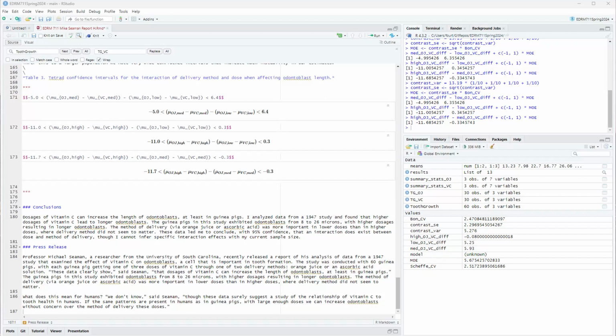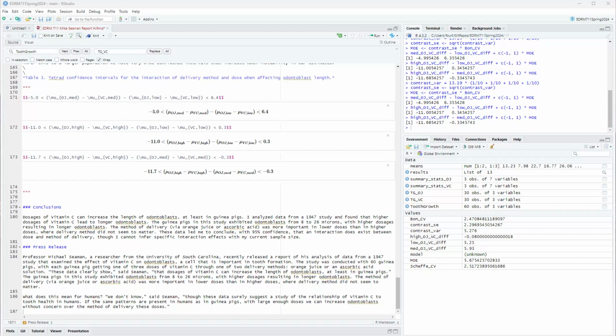"These data clearly show," said Seaman, "that dosages of vitamin C can increase the length of odontoblast, at least in guinea pigs." The guinea pigs in this study exhibited odontoblast from 8 to 26 microns, with higher dosages resulting in longer odontoblast. The method of delivery via orange juice or ascorbic acid was more important in lower doses than in higher doses, where delivery method did not seem to matter. What does this mean for humans? We don't know, though these data surely suggest a study of the relationship of vitamin C to tooth health in humans. If the same patterns are present in humans as in guinea pigs, with large enough doses, we can increase odontoblast without concern over the method of delivery for these doses.